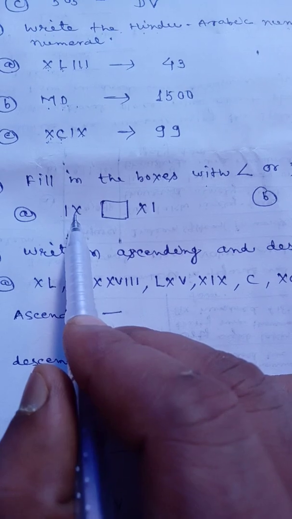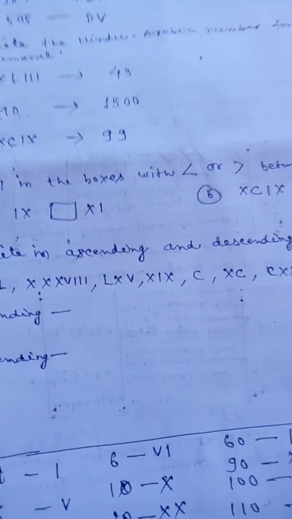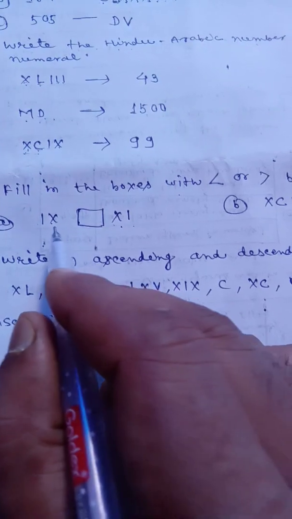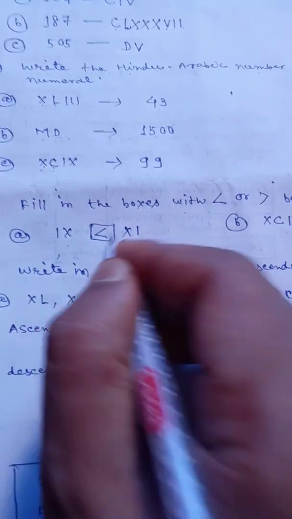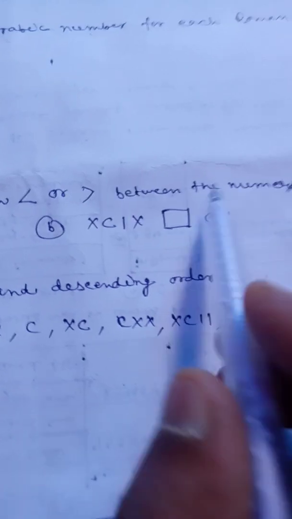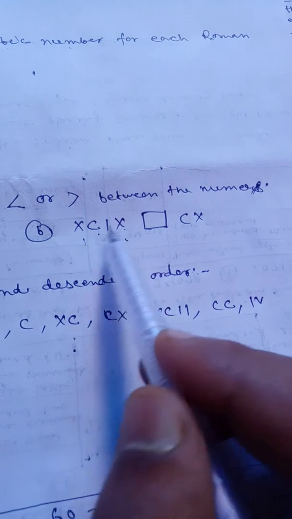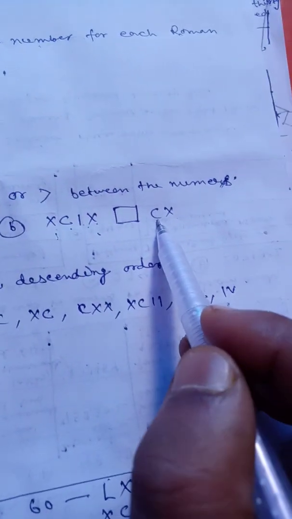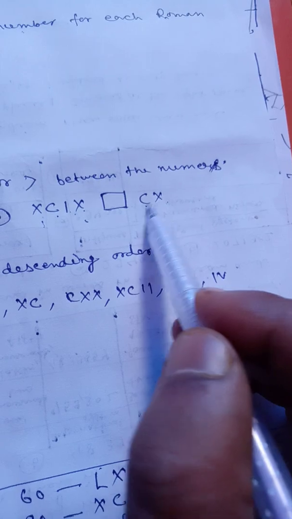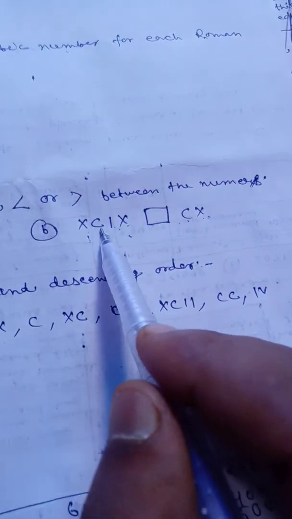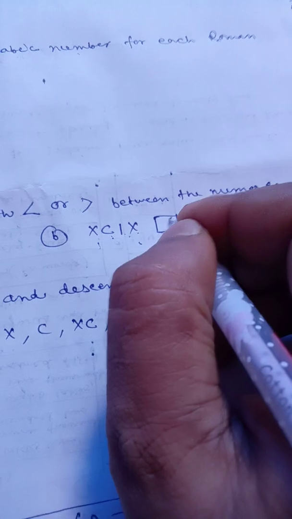Now question number 3. Fill in the boxes with greater or smaller between the numbers. Now IX means 9. XI means 11. So 11 is greater than 9. So we put here the sign of greater. In the same way, XC means 90 and IX means 9. 90 plus 9, 99. C means 100, X means 10. So 110. 110 is greater than 99. So we put here the sign of greater.